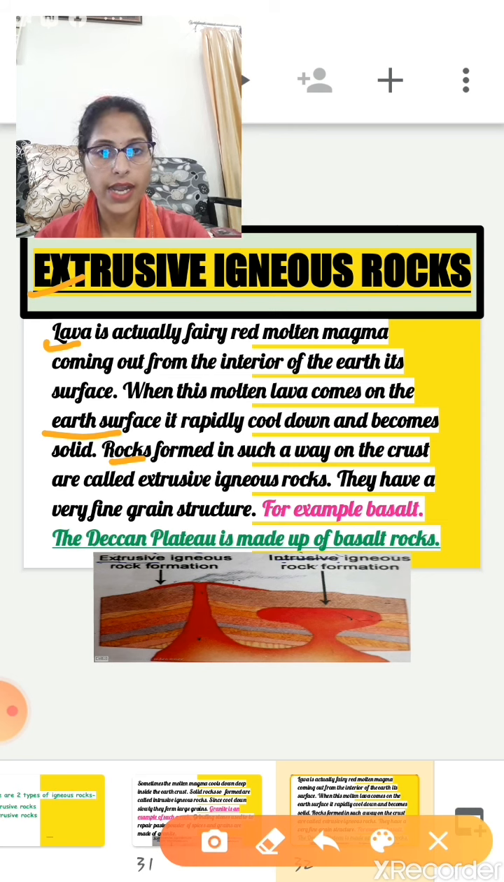They have a very fine grain structure. For example, basalt. Basalt is an example of extrusive igneous rock, and the Deccan Plateau is made up of basalt rock. Clear?